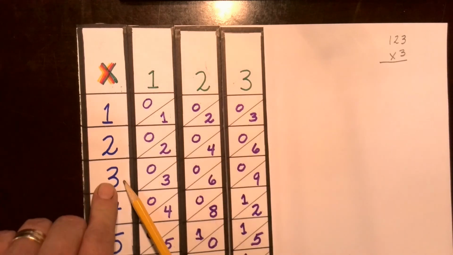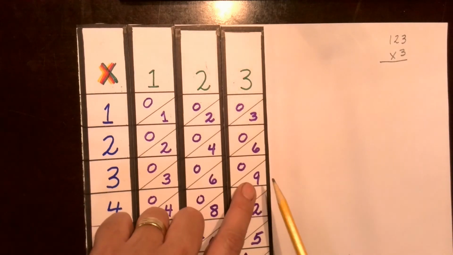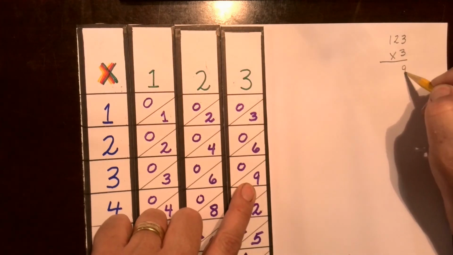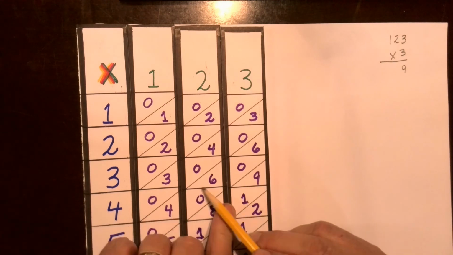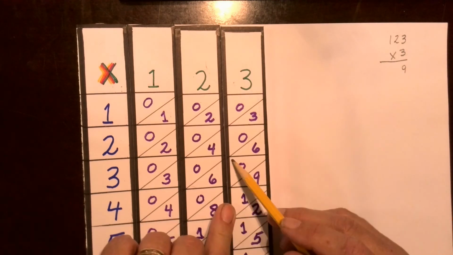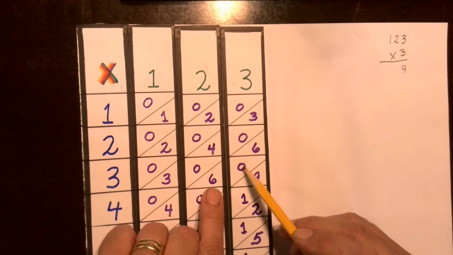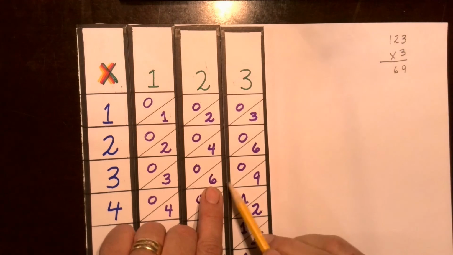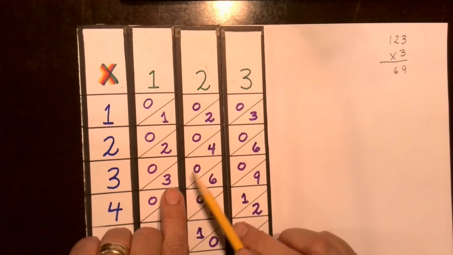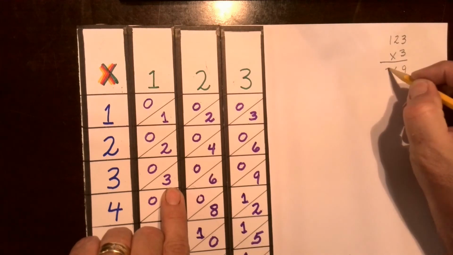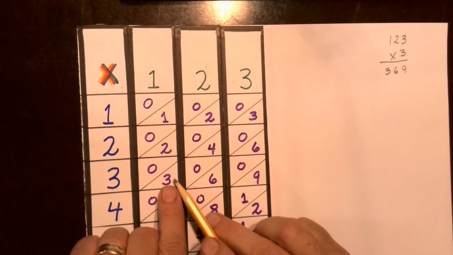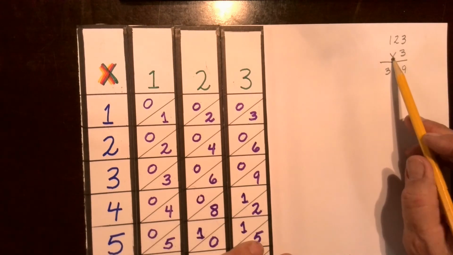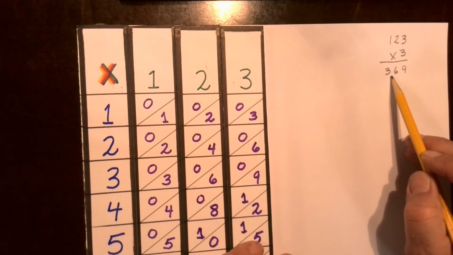So we go down to the third row, and our first number, 3 times 3 is 9. So we write a 9 there. Now in this parallelogram right here, we have a 6 and a 0. 6 plus 0 is equal to 6. So with that, our next numeral is a 6. In the next parallelogram, 3 plus 0 is 3. And our next number is 0, so we just leave it blank. So 123 times 3 is 369.